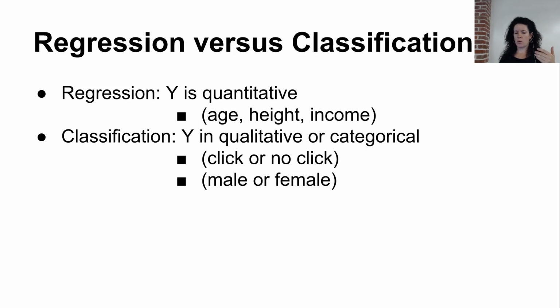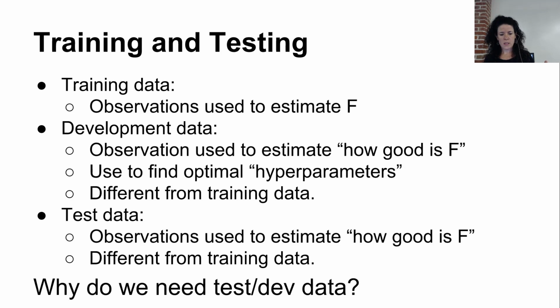Y could be quantitative or qualitative, and if it is quantitative, we call it regression. If it is categorical, we call it classification. In deep learning, you're going to see that we don't care too much. They are kind of the same for us. We can treat classification and regression in very similar ways. Training data are the observations that are used to estimate the function f.